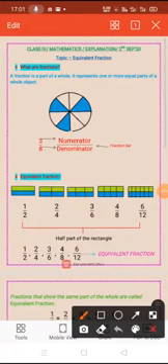Yesterday we started our new chapter, fractions. In class 3 we have already learned some basic things about fractions. But this year, as we are in class 4, we will be learning some more topics on fractions. So let's start today's lesson.